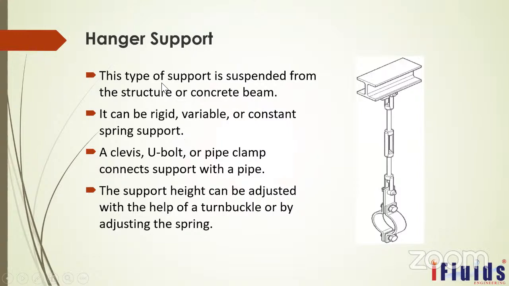Another one is the hanger support. The name itself says it is a hanging support. These types of support are suspended from the structure or a concrete beam, and the support height can be adjusted with the help of a turnbuckle or by adjusting the spring. Spring support is also available with the hanging arrangement, and fixed support will also be available by the hanger support method. Here you can see this is the turnbuckle.